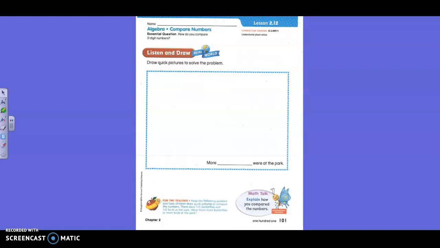How many hundreds are in 267? 2. Okay. How many tens? 6. How many ones? 7. Okay. How many in the number 176? How many hundreds? 1. How many tens? 7. How many ones? 6.